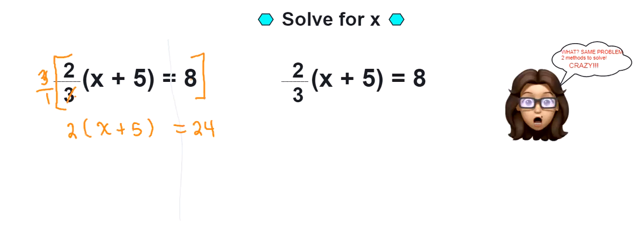On the left side, that's all one term because it's 2/3 times that. So when I do that, that just eliminates the 3's and I've got 2 times x plus 5. But on the right side, I still have to take 3 times 8, which is 24.